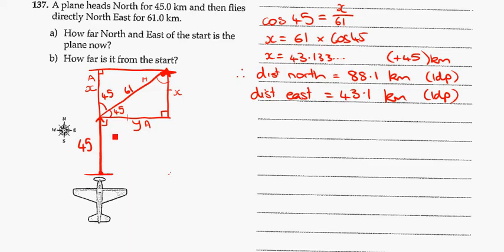Right, now it says how far is it from the start. So quite difficult to draw, but we need this distance all the way down here. So filling in more triangles, this distance here, which I'm going to call little z, we can use Pythagoras' theorem. We're going to need to know this height, which we've worked out as 88.1, and this one here, which is 43.1. So we've done all the work.